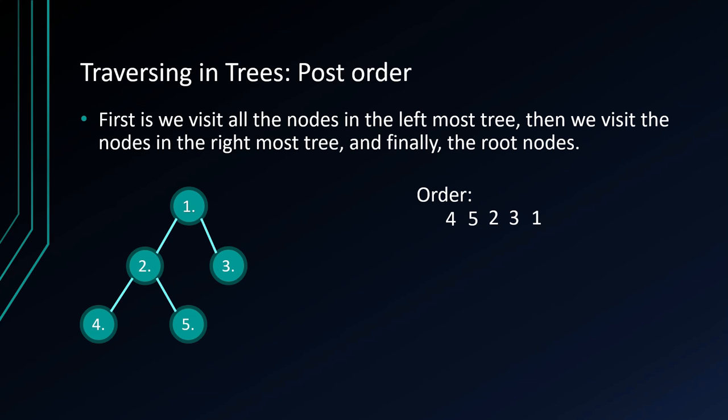So first we start at 4, and then we visit the nodes in the rightmost tree, which is 5, and then finally the root node, which is 2. And then again we visit the nodes in the leftmost tree. Since there are no more nodes in the left, we go on to the right, which is 3, and finally the root node, which is 1. So the order for this type of traversing in this example is 4, 5, 2, 3, and then 1.